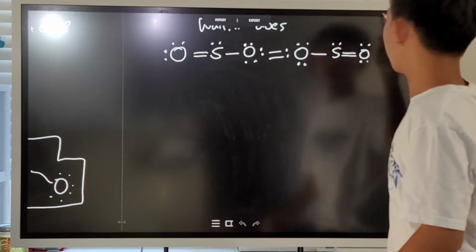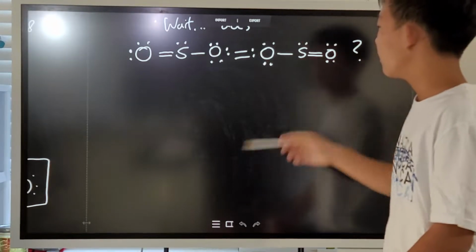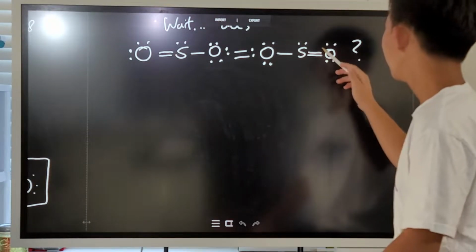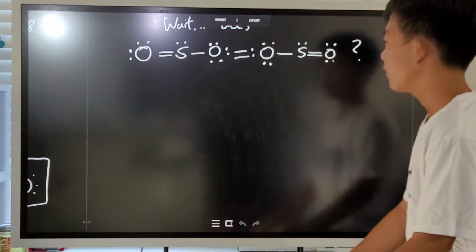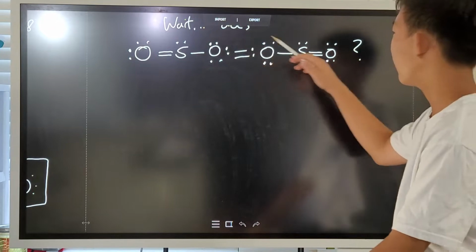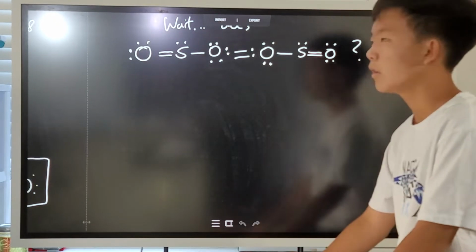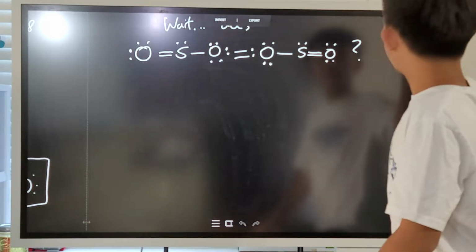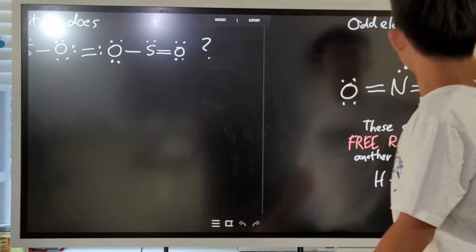But wait a second. If there's a double bond on the left side, is it the same thing if we have a double bond on the right side? Actually, yes. The two are actually the same molecule. But why do they have different structures? Well, we'll talk about that a bit later.